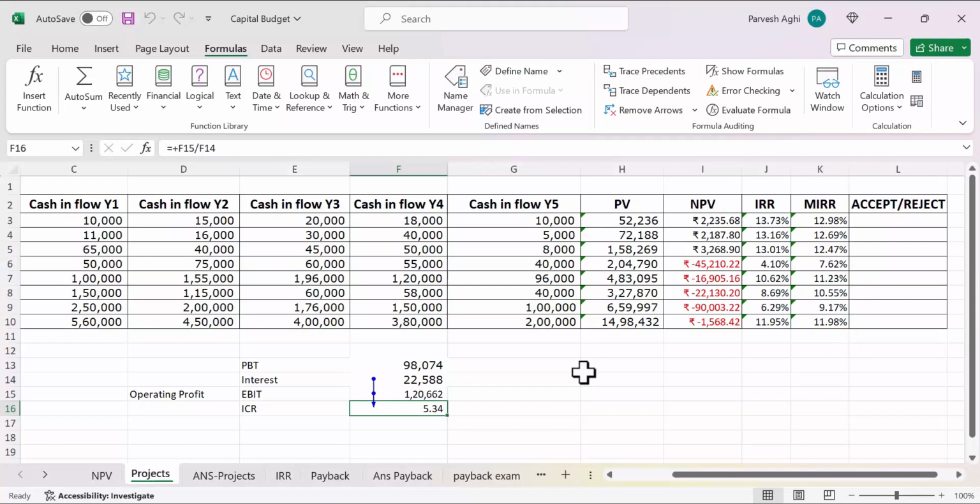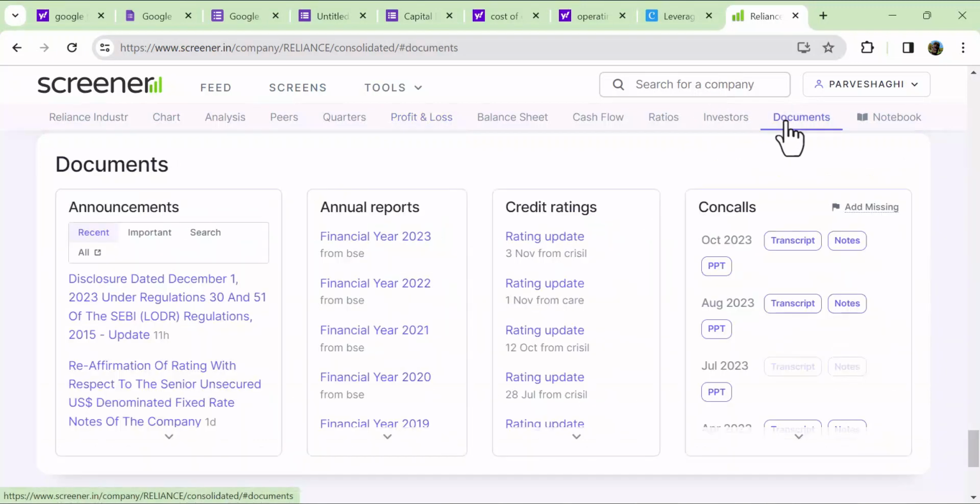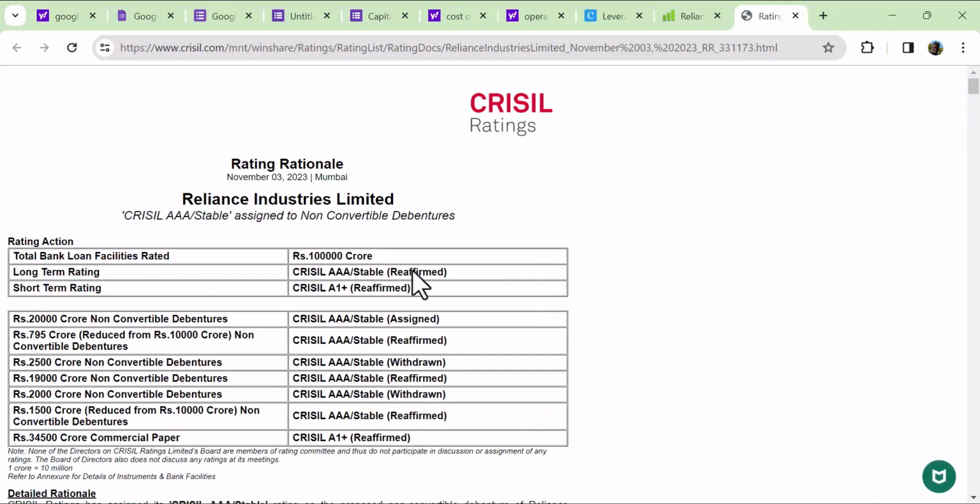Okay, so today we are going to talk about how the ratings are assigned, whether this will be a AAA rated company. Now if you look at Reliance, for example, and go to documents and look at the credit rating of the company, the company has AAA rating because it is a very good company. It is a solid company. It is increasing its revenue, increasing its profit every year, and it has a good ICR.